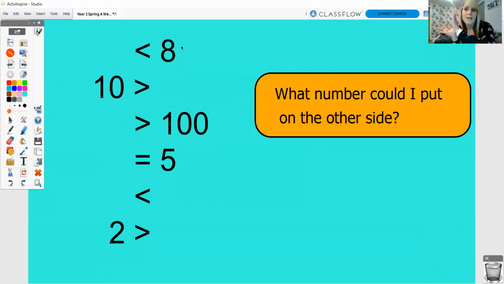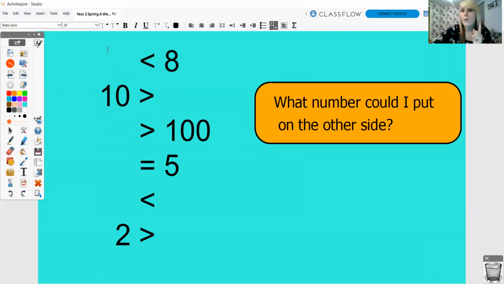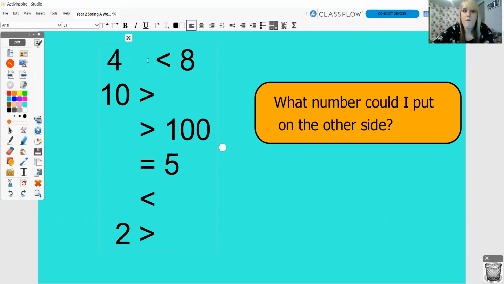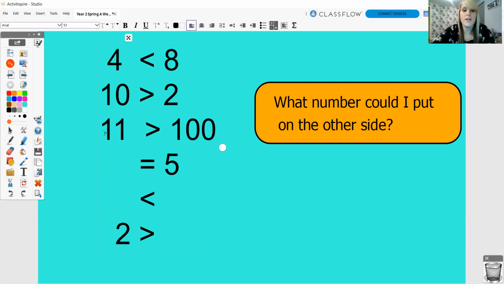If we had the crocodile eating number 8, that means what's on the other side needs to be smaller. So have a second to think. What could we put that's smaller than 8? We could have 1, 2, 3, 4, 5, 6, 7, couldn't we? So Miss Warren's going to pick 4. He doesn't want 4, he wants the 8. And then the second example, if the crocodile is wanting to eat 10, he's not going to want 2, is he? And then if the crocodile doesn't want 100, he wants something bigger, we could put 110 in there.